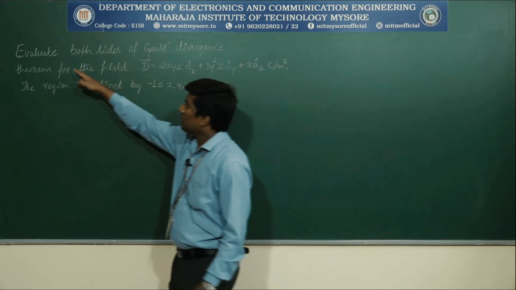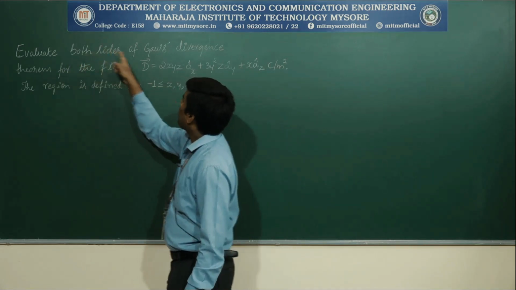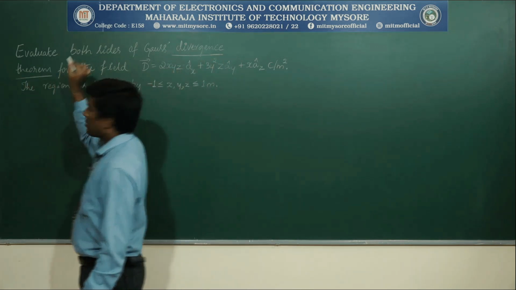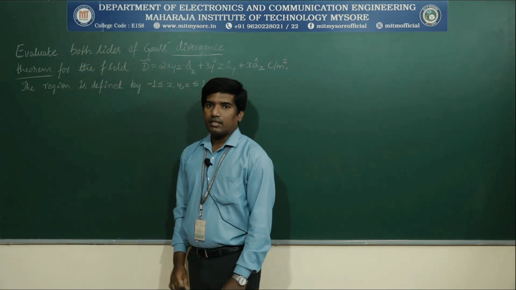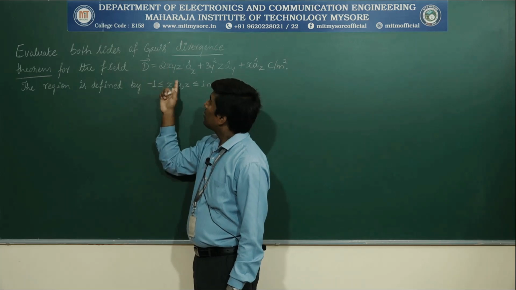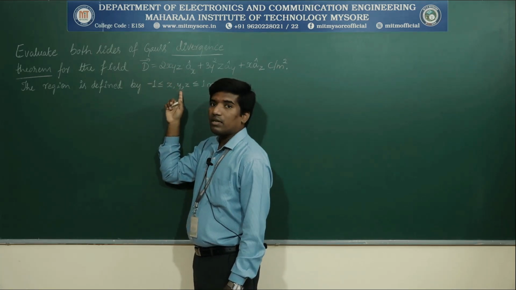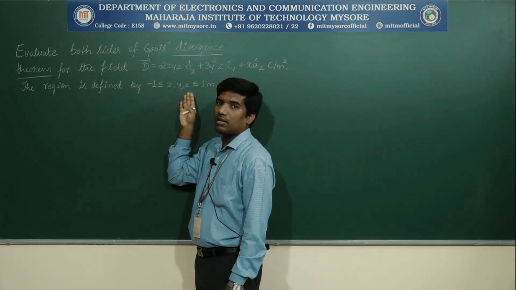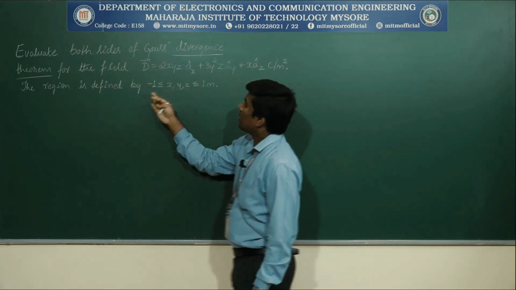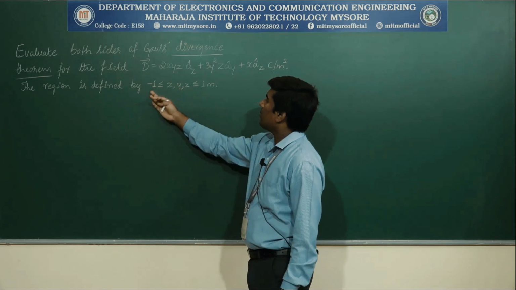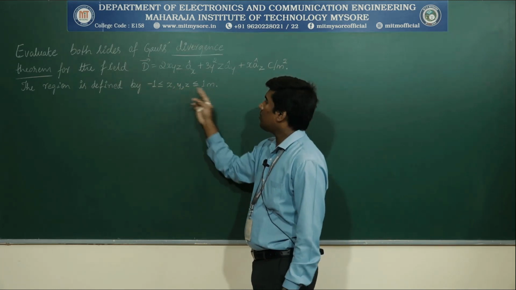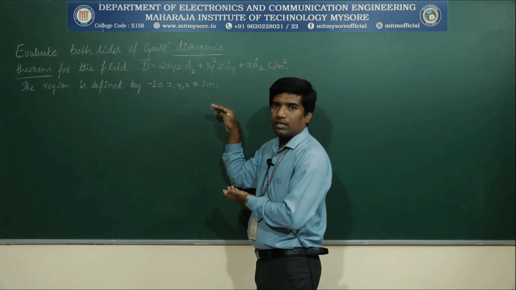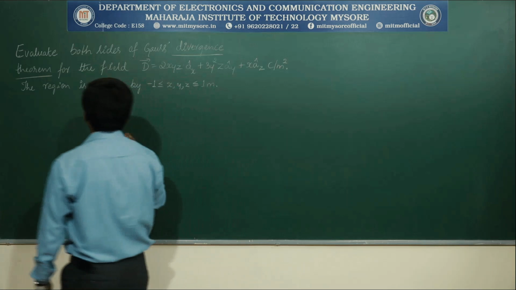They are asking us to evaluate both sides of the divergence theorem, right? For x, y, z, which coordinate system is this? This is the rectangular or Cartesian coordinate system, with lengths given by -1 to +1. -1 to +1 means it is a cubical structure in the rectangular coordinate system.